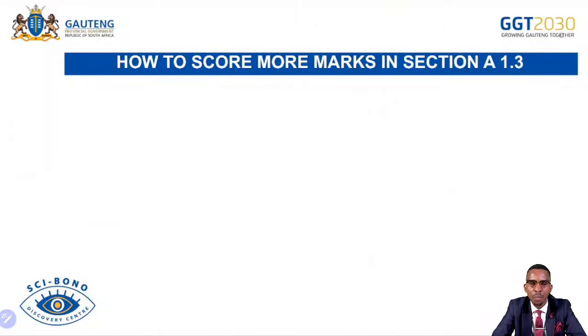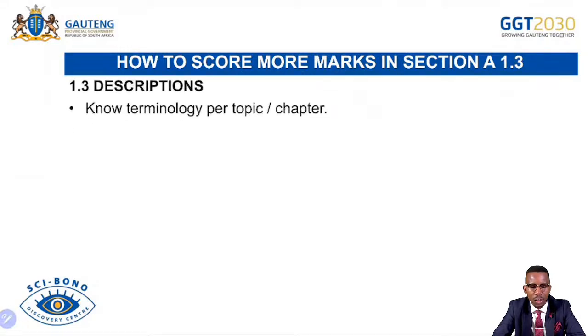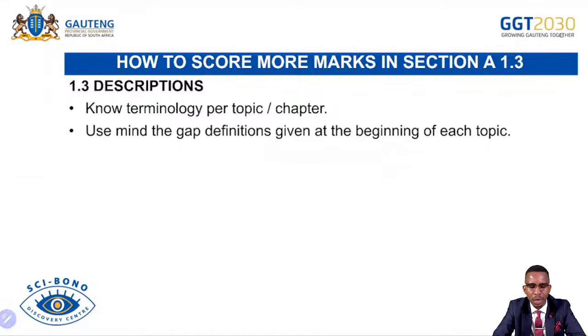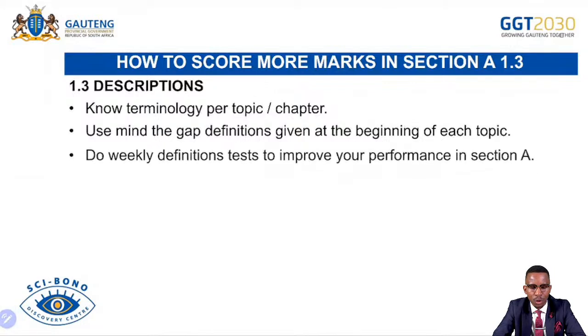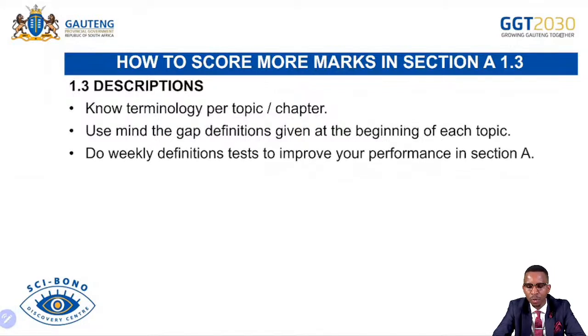And then we jump 1.2, we go straight to 1.3, because normally you score more marks in 1.2. So in 1.3, that's why we are given the definition. You must provide the correct concept. So it is very important that you know your terminology per topic and per chapter. You can be guided by the Mind the Gap textbook or study guide. Use Mind the Gap definitions given at the beginning of each topic. Do weekly definition tests to improve your performance in section A.